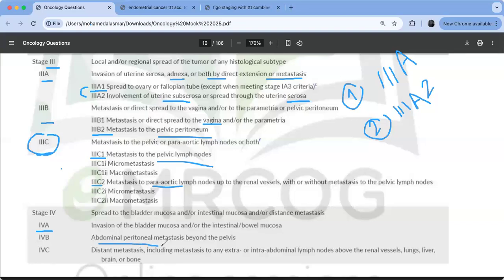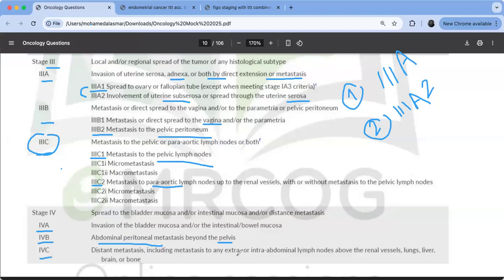Abdominal peritoneal metastasis beyond the pelvis. Okay, so not spread only to the pelvic peritoneum. This is beyond the pelvis, so abdominal peritoneum. This is far metastasis. This is 4B. 4C is distant metastasis.